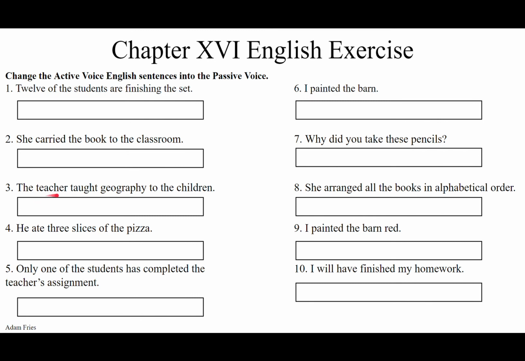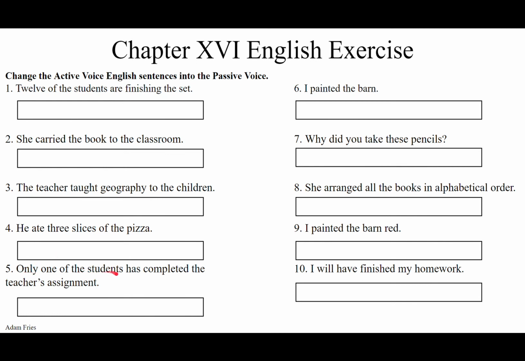So once again, for number 3, we could say geography was taught to the children by the teacher, or the children were taught geography by the teacher. 4, he ate 3 slices of the pizza. 3 slices of the pizza were eaten by him. Remember, what was once the direct object in an active voice sentence becomes the subject.